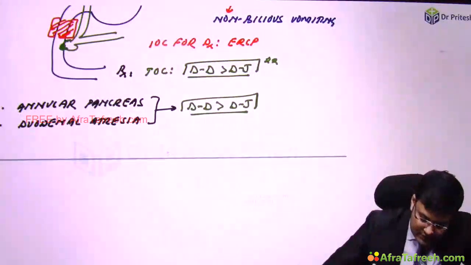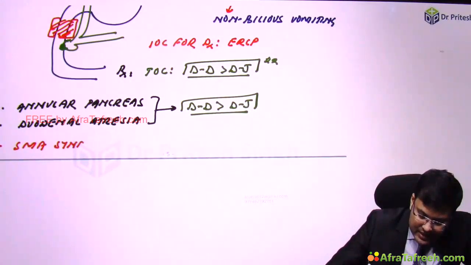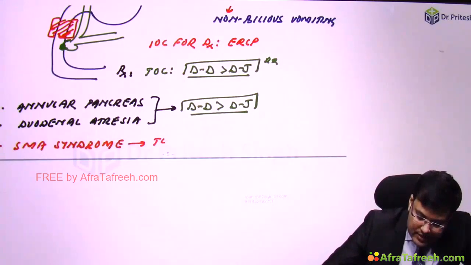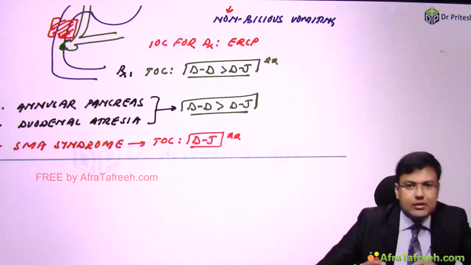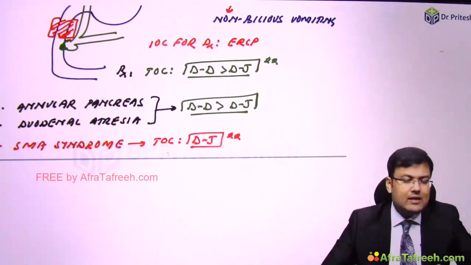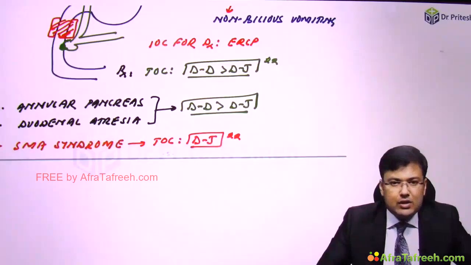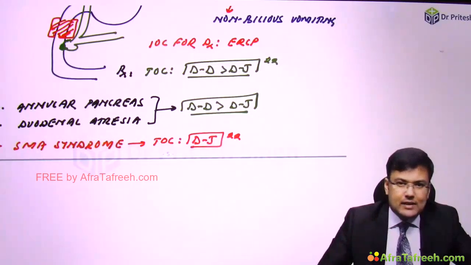So in patients of superior mesenteric artery syndrome, the treatment of choice is duodeno-jejunostomy. So all these are the questions which are frequently asked. After that, questions are asked about duodenal atresia. What are the differences between annular pancreas and duodenal atresia?